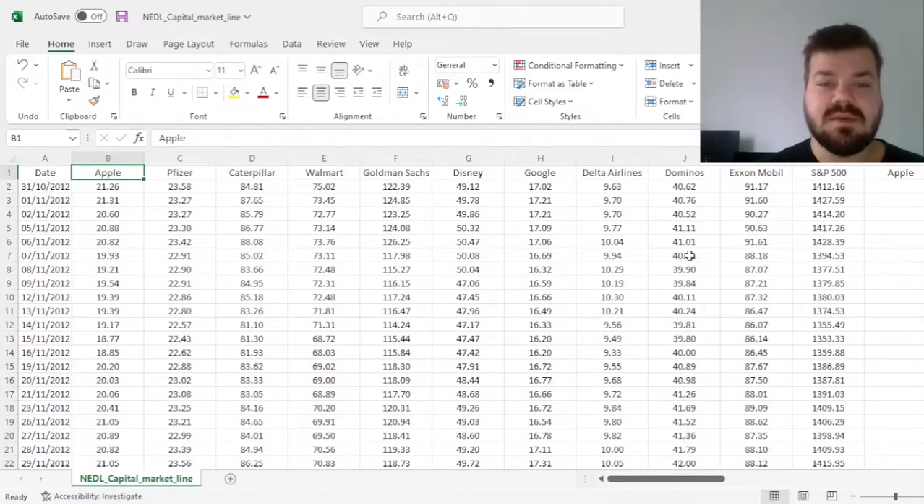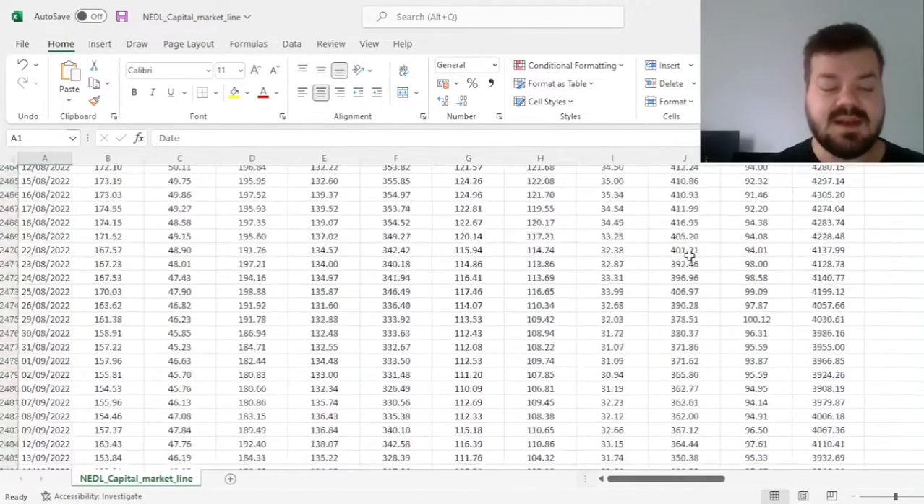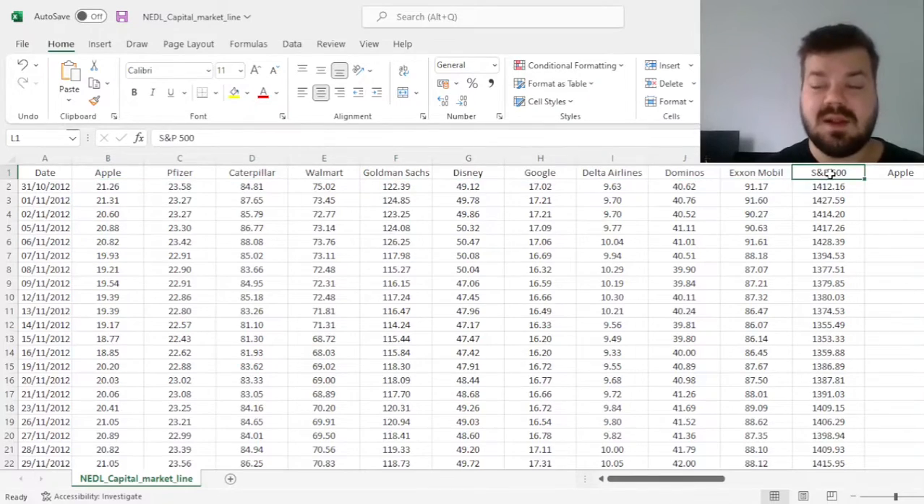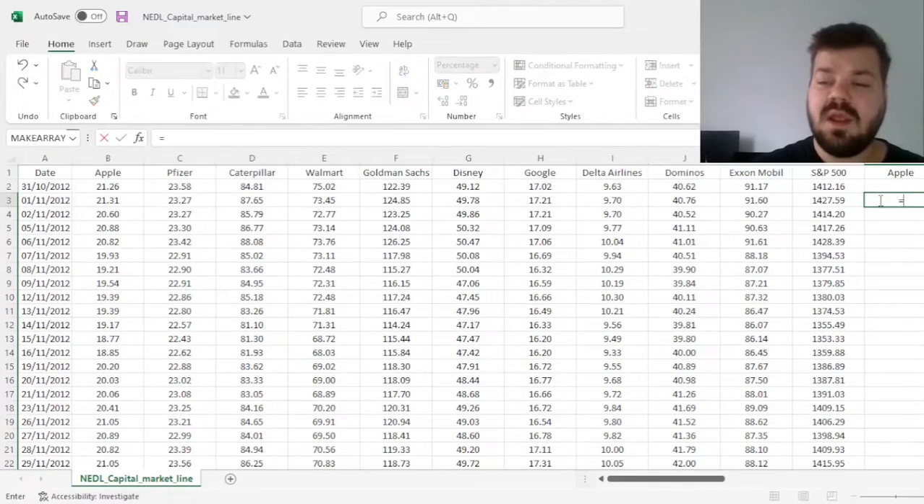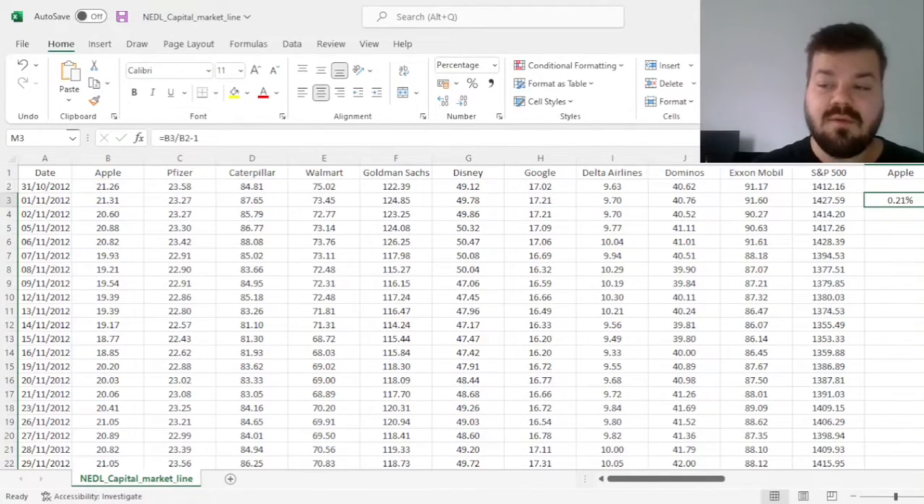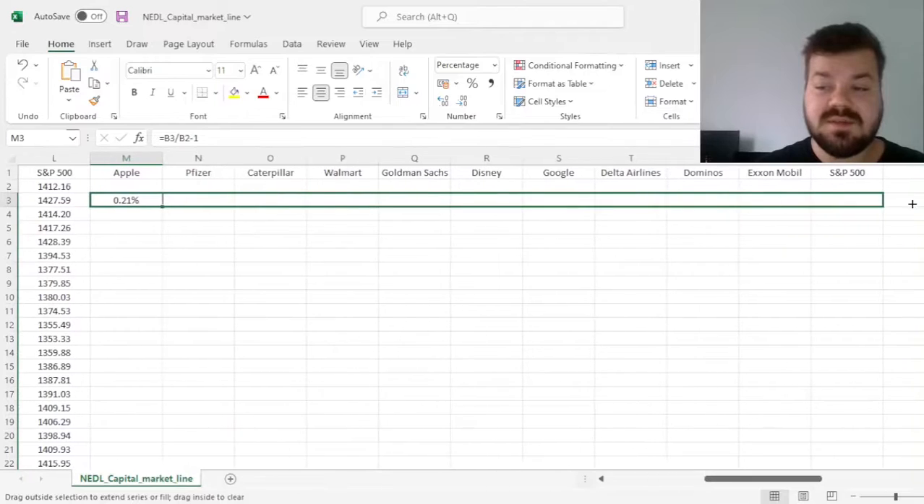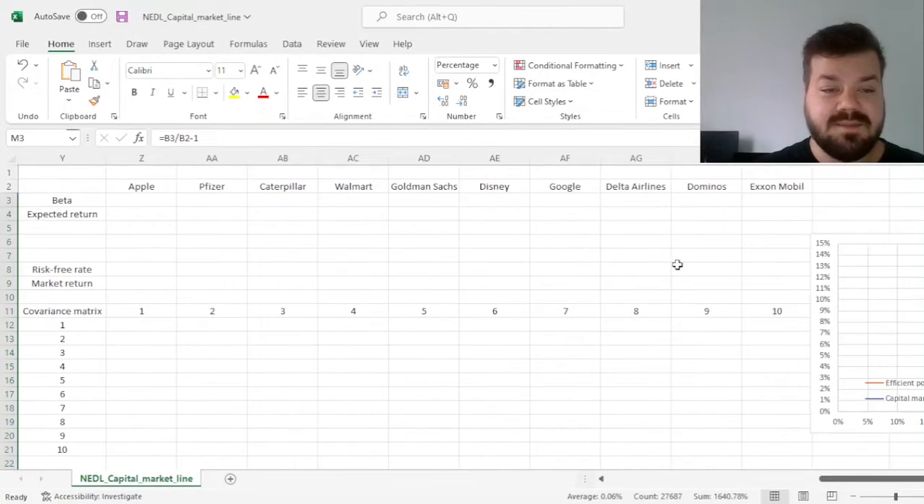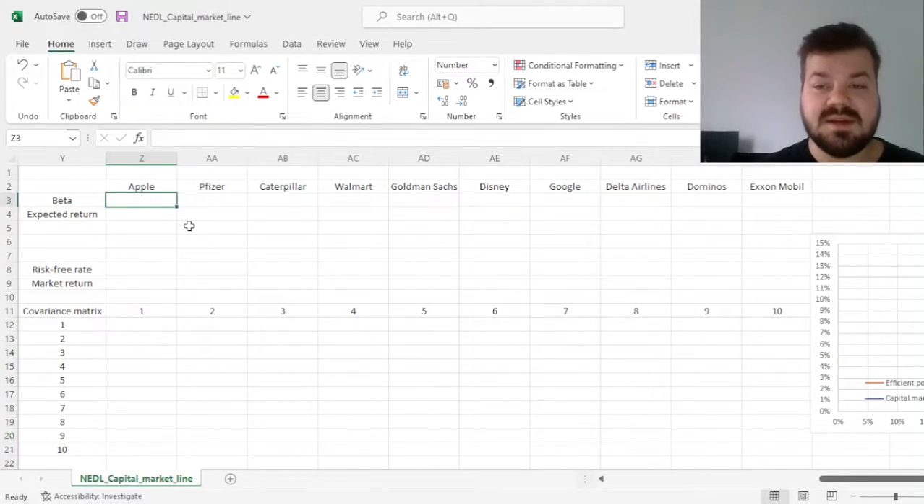To illustrate today's exercise, we've got 10 years' worth of daily data for 10 well-established US stocks, as well as the S&P 500 index, which is the go-to proxy for the total US stock market. We'll retrieve daily returns by just dividing prices today by prices yesterday and subtracting 1, enforcing it throughout all of our 10 stocks plus the market index and throughout our 10 years' worth of daily data. We'll be able to calculate the betas and the expected returns using the logic of CAPM.